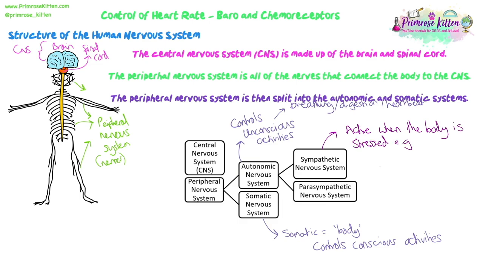Parasympathetic nervous system then does the opposite, okay? So sympathetic and then the para is the opposite. So this is active when the body is at rest and calm, okay? So the parasympathetic nervous system works to slow things down. And in this case, in our example, it's going to decrease heart rate.